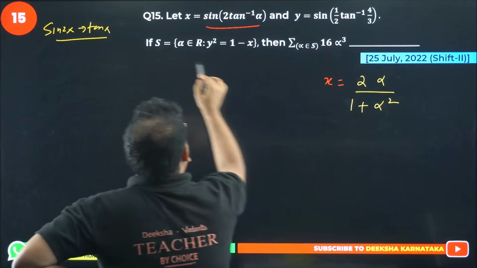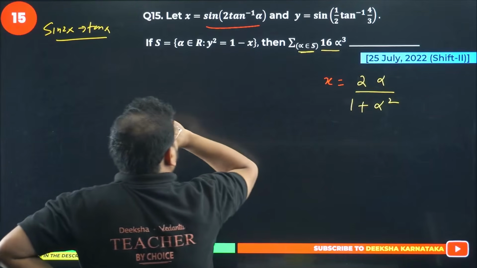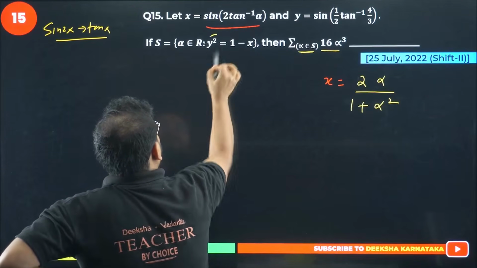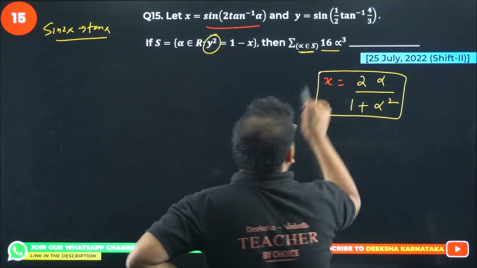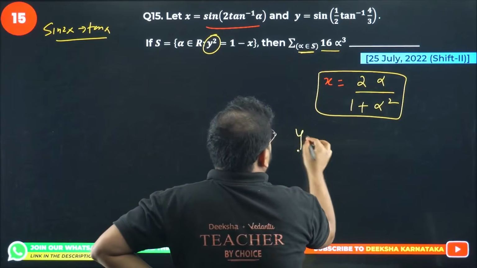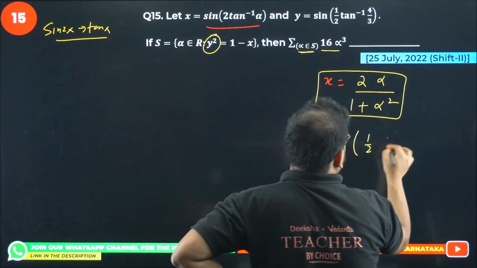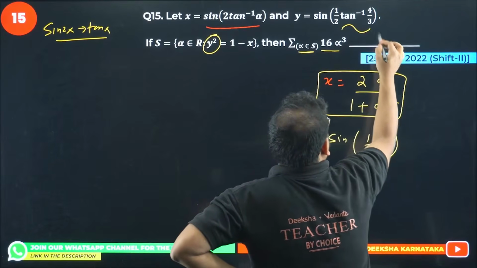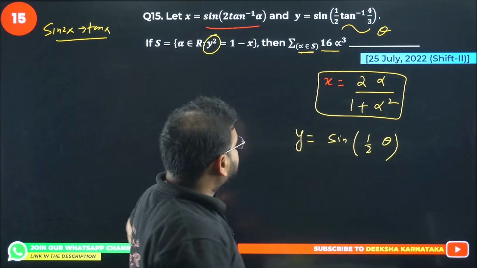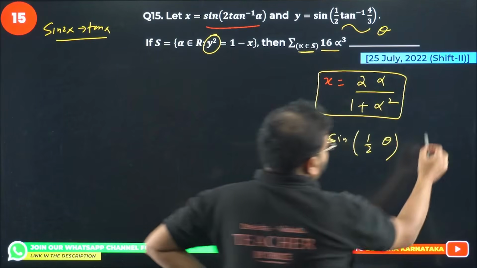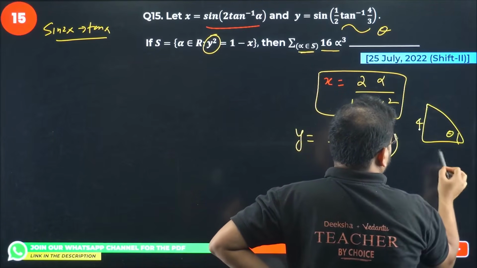We want to use alpha from the summation over here for this condition. But for that I need y square also. I have the x square, no problem, but y square. Okay, simple enough. Y equals sine 1 by 2 theta, taking tan inverse of 4 by 3 as theta. So triangle, this is theta, this is 4, this is 3, this is 5.